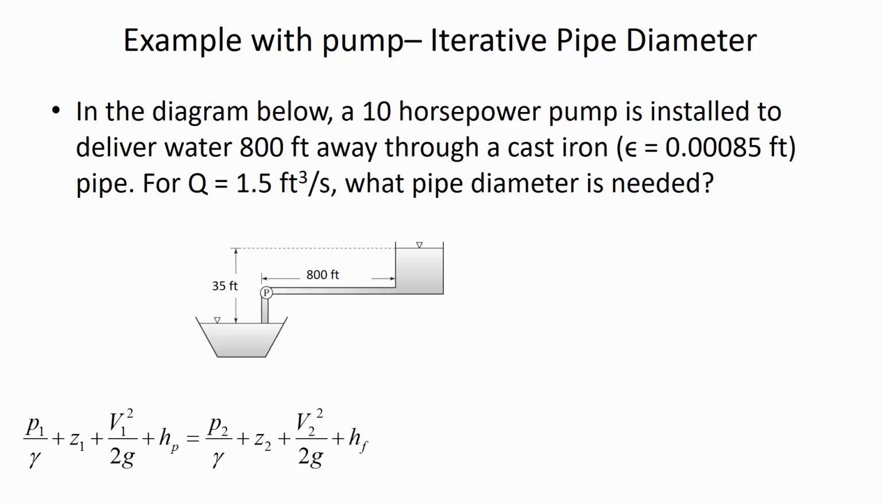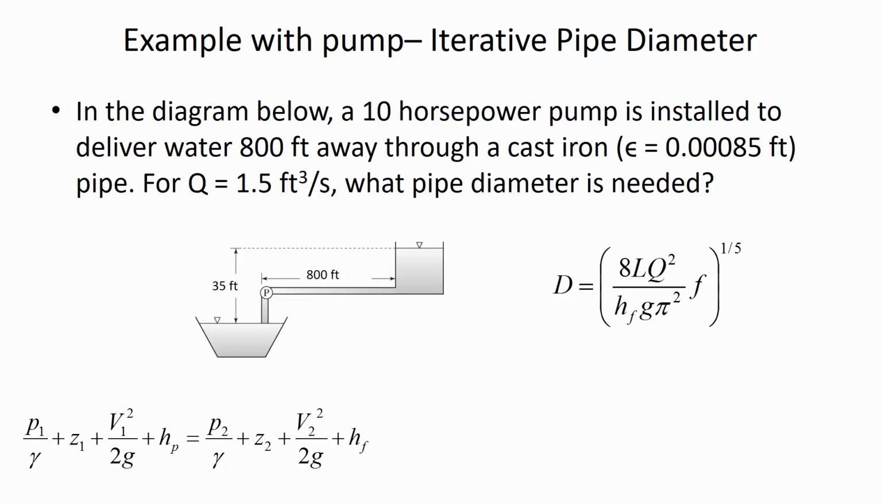So the reason why we have to add the pump head is because of the delta Z plus the H sub F. Now H sub F is a function of the flow rate. So the faster the water is moving, the more pipe friction there's going to be.